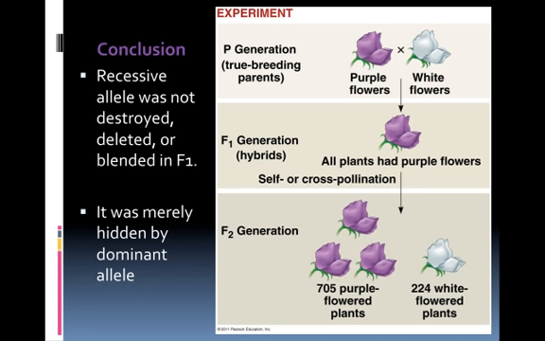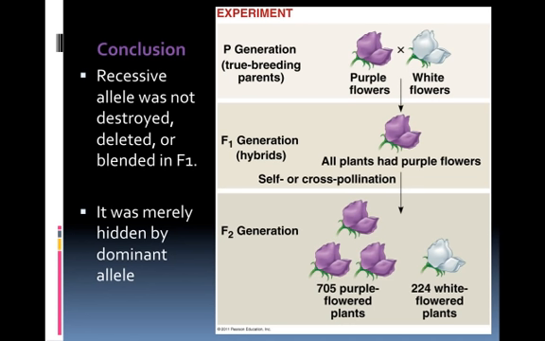And then what he did is he took the F1 plants and either allowed them to self-pollinate, which is to just mate with themselves, or cross-pollinate. And you'll notice in that third generation, the F2 generation, you'll have 3 of the purple flower plants to 1 of the white flower plants.